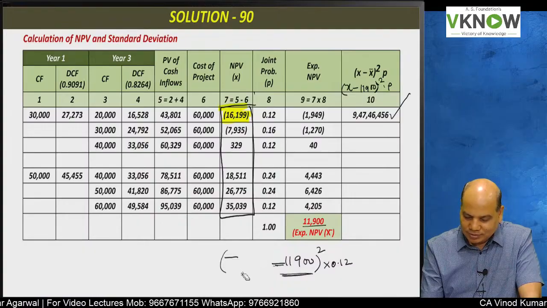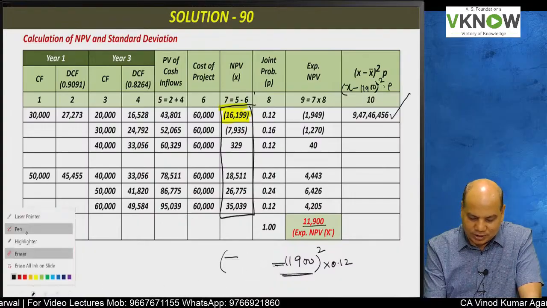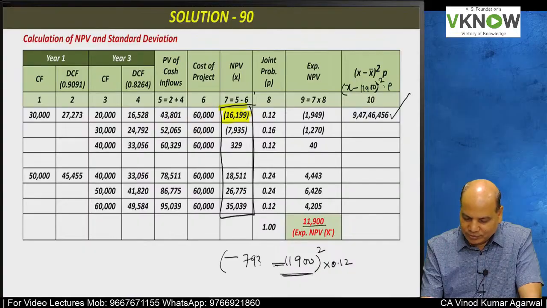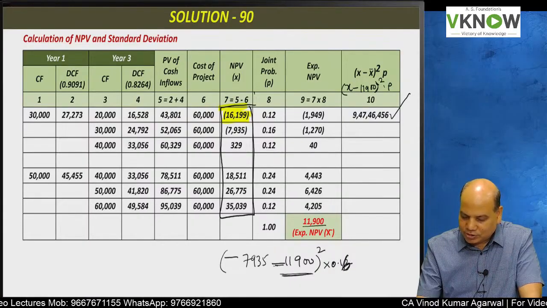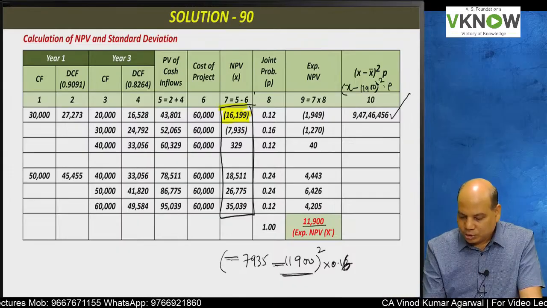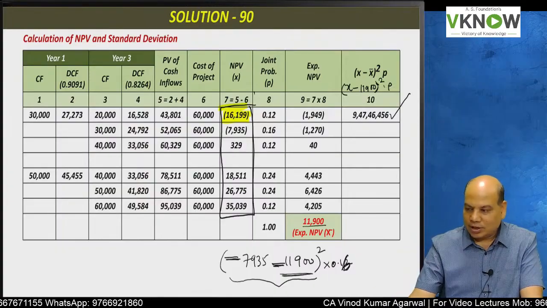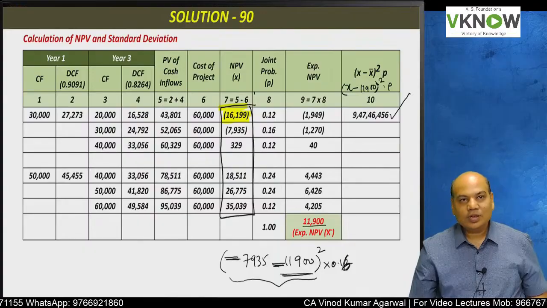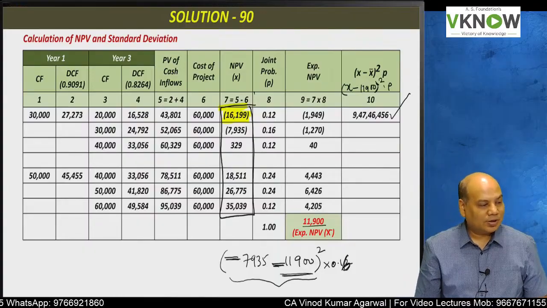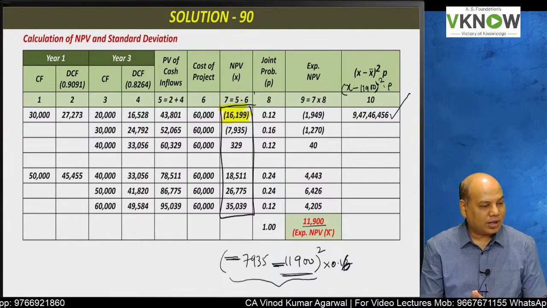Second number, 7935 is negative. Minus 11,900 square into probability is 0.16. When both numbers are negative, you have to add them.